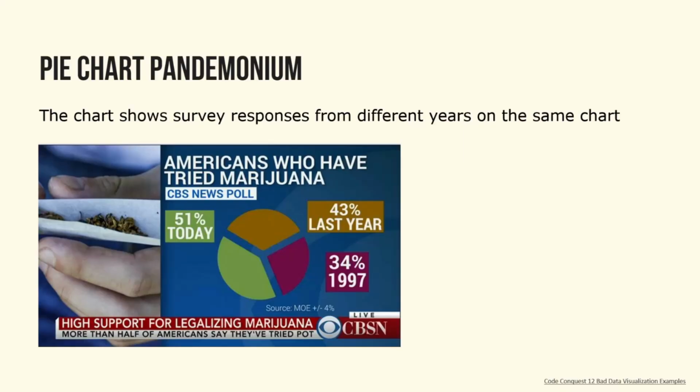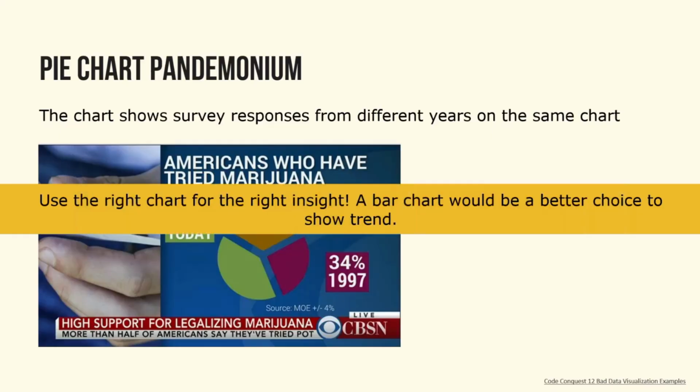First of all, the audience may think that all these slices add up to 100%. In this case, they don't, but that's for the next slide. And if they realize that it doesn't add up, your charts will instantly lose credibility. Also, we are trying to show an increasing trend of people who have tried marijuana. You're not doing that by using the pie chart. Something very, very important when we are designing data visualizations: we need to use the right chart for the right insight. In this case, a simple bar chart would be a better choice to show the trend. And that's exactly what they wanted with this pie chart.